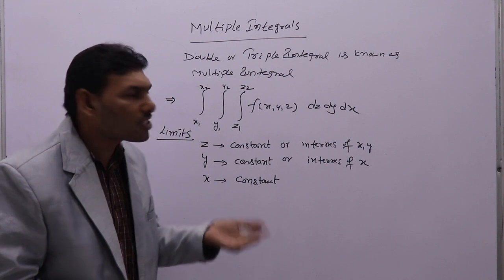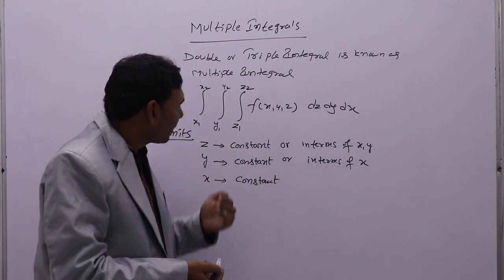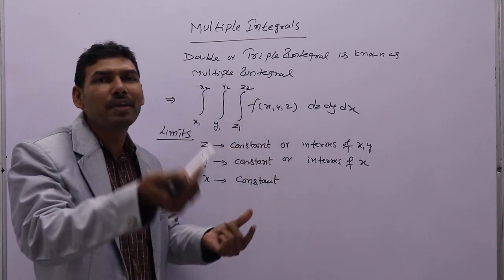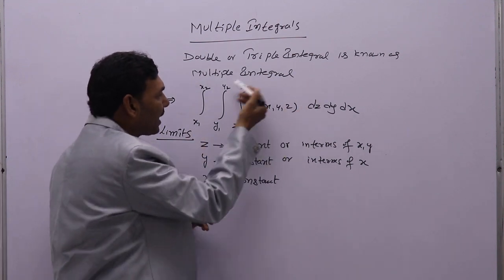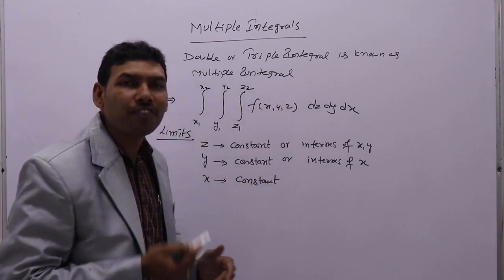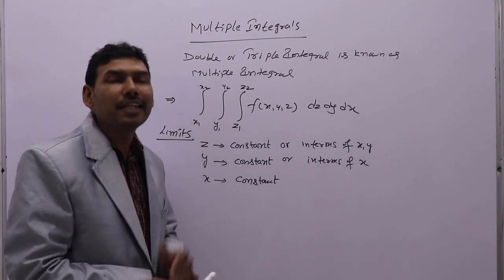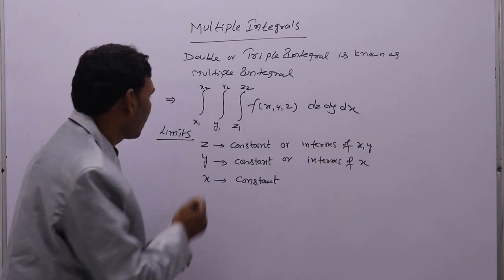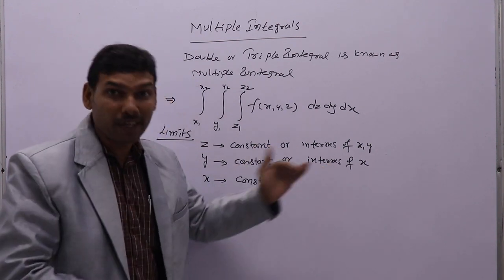If you write in the place of z the upper limit and lower limit, which are in terms of x and y, then the integrand will be completely in terms of x and y. So after integrating with respect to z and substituting the upper and lower limits, the integrand may be in terms of x and y only. Next, the y limits are in terms of x, then integrate with respect to y.